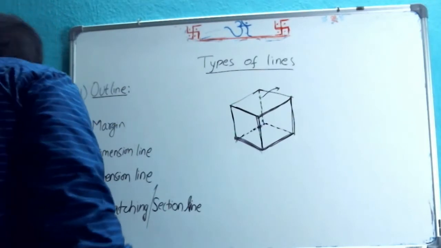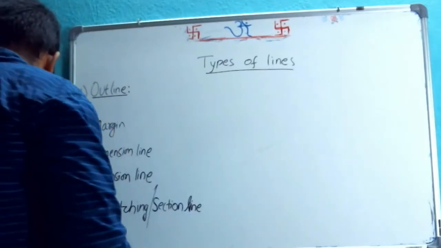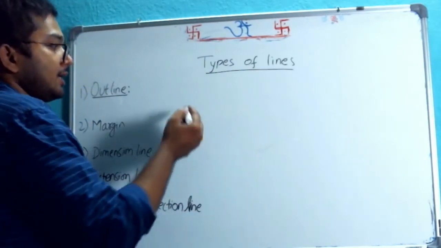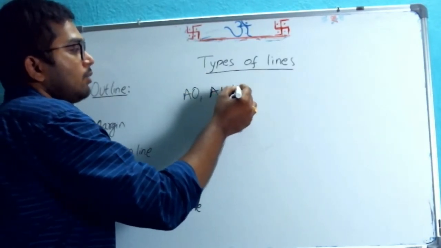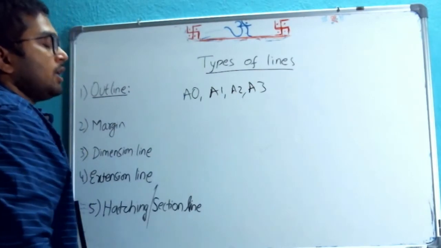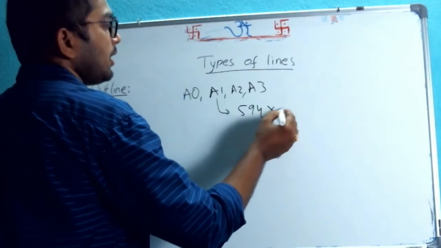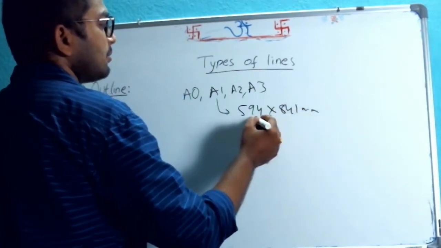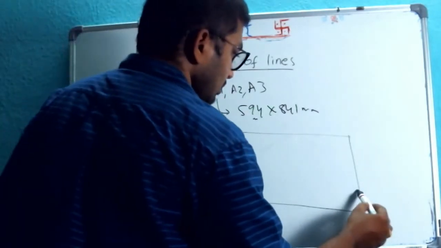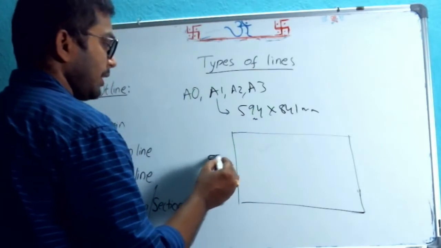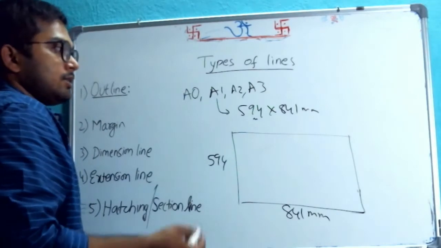Now coming to the next one, margin. Actually, this margin comes in a chart paper. By standards we have A0, A1, A2, A3 papers. Suppose for A1 we have 594 by 841 mm. So this is the chart. Standard charts. This is 594 mm. This is 841 mm length. So this is the A1 chart.